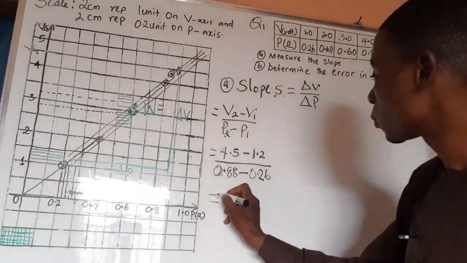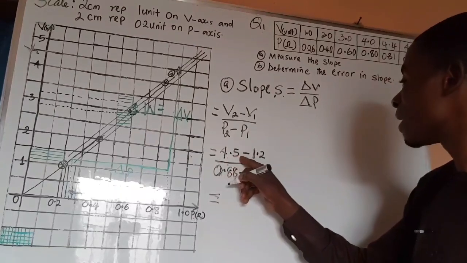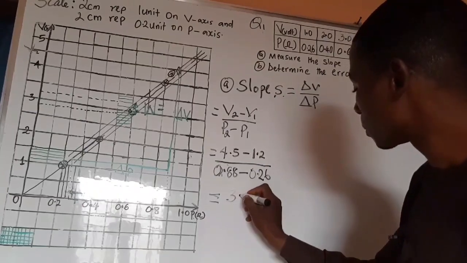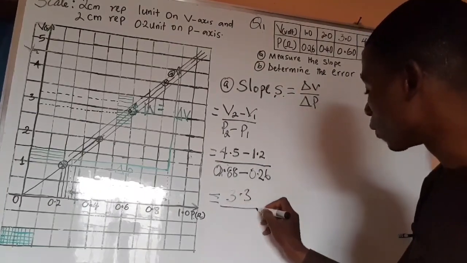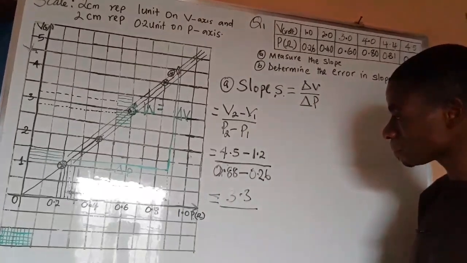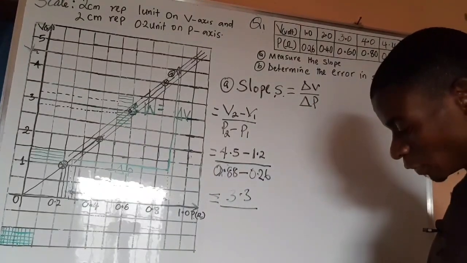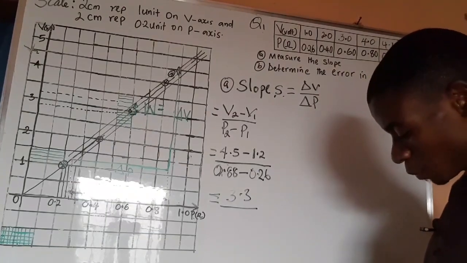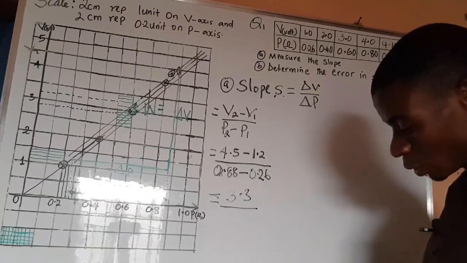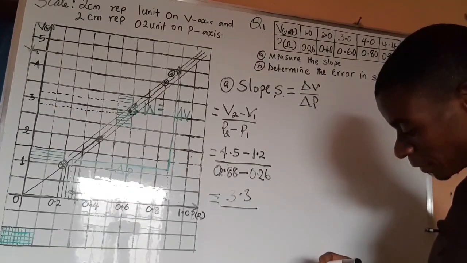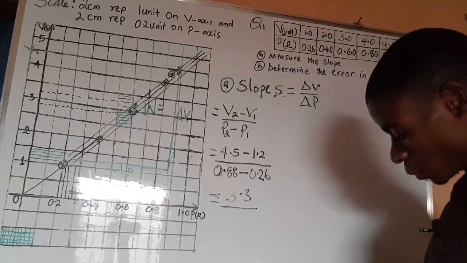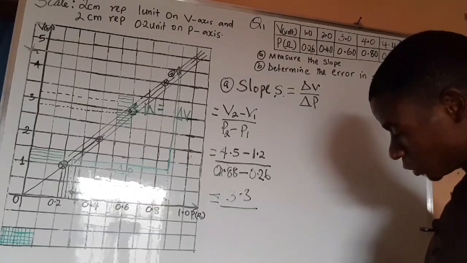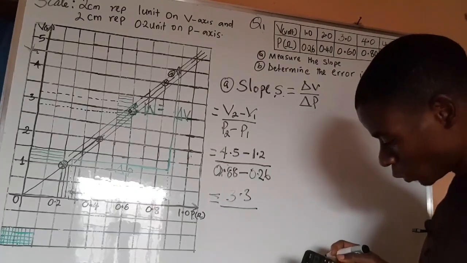From there, you bring down your equality sign. 4.5 minus 1.2, you're going to have 3.3 all over. Then we have 0.88 minus 0.26, equality sign. You're going to have 0.88 minus 0.26. You're going to have 0.62.